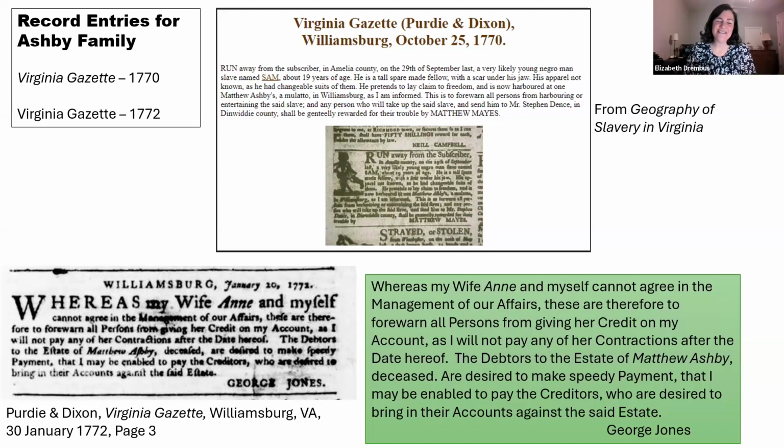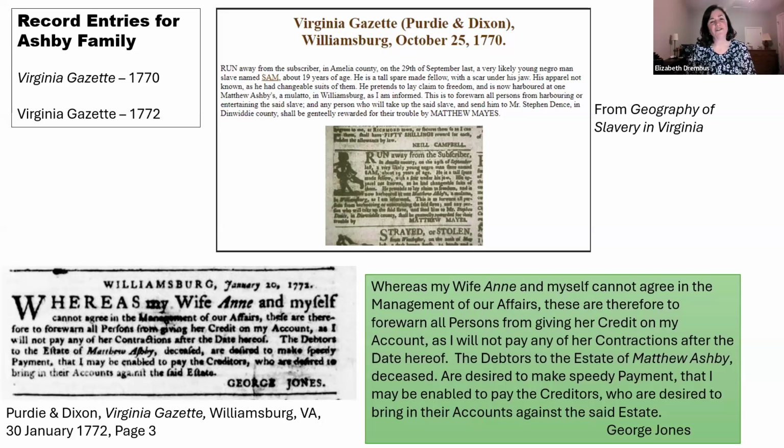So the other example there, and we'll just briefly touch on it, Matthew Ashby ends up dying in 1771. His wife Anne is widowed, and what we know from the 1772 ad is that George Jones is now placing this ad and refers to Anne as his wife. We know that she is the widow of Matthew Ashby. He is trying to settle the estate of Matthew Ashby. And so this just gives us a little bit more information: after Matthew Ashby died, Anne remarries.